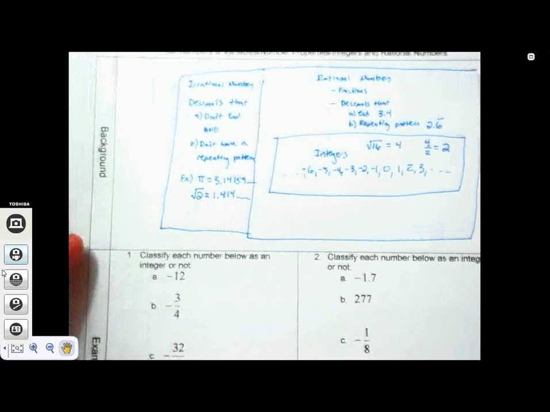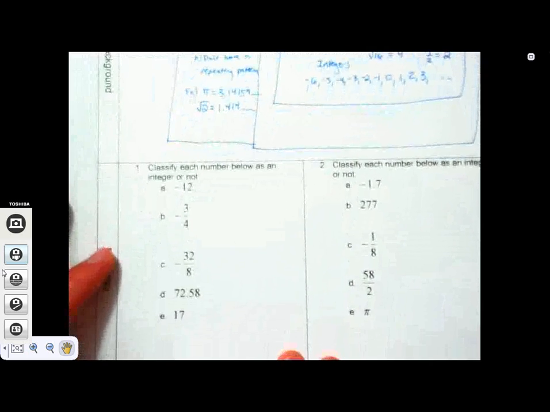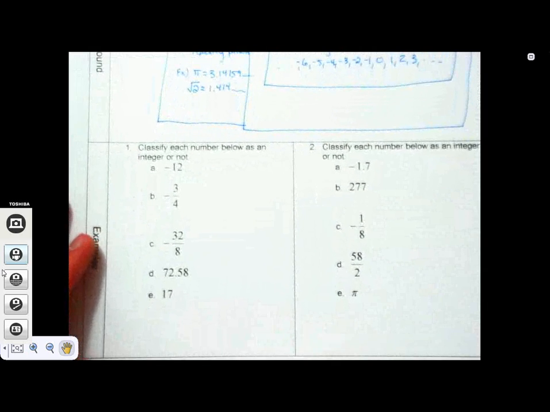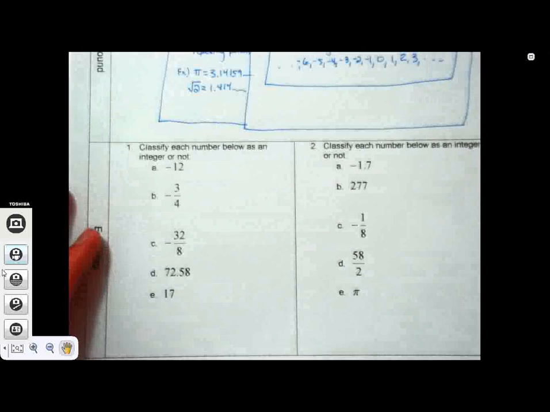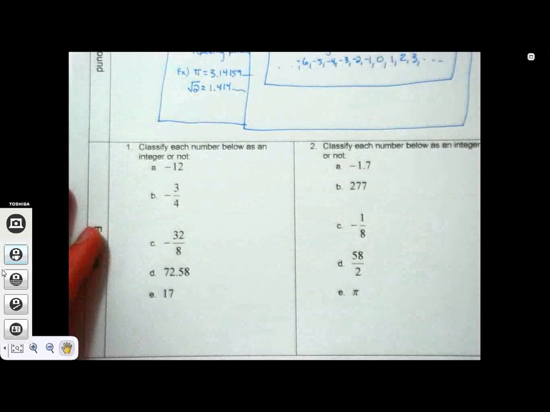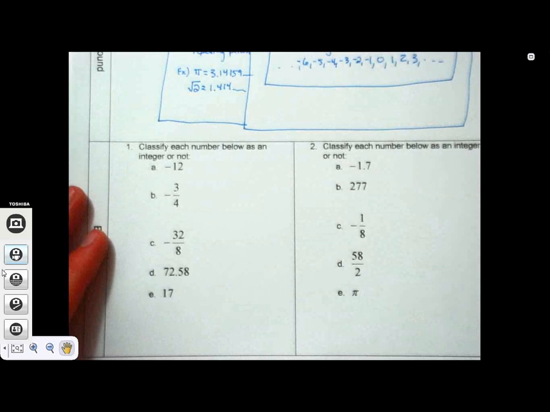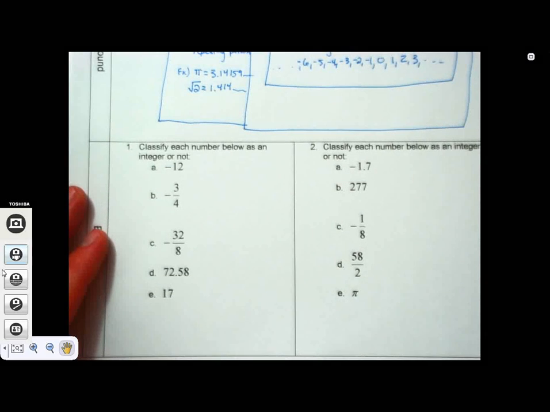Okay, let's go through some examples. So, number 1, all we're supposed to do is classify each number as an integer or not. So I want you to try 1A through E, pause the video, and then restart it when you've given it a try.